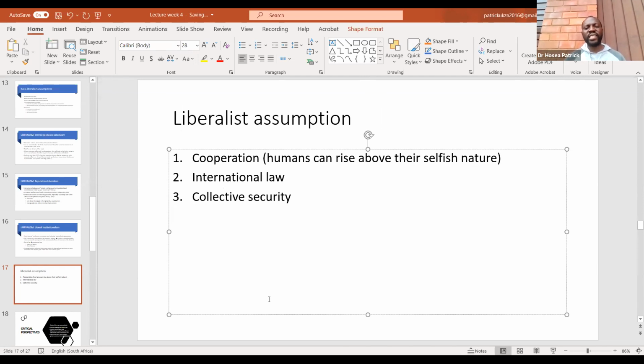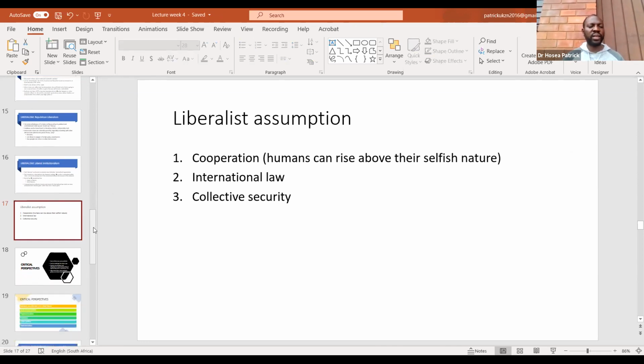They did not argue necessarily against the fact that humans are naturally selfish, but they said that in our selfishness we can still cooperate, and there's a need for international law and then international security. Collective security is a possibility within the international system.